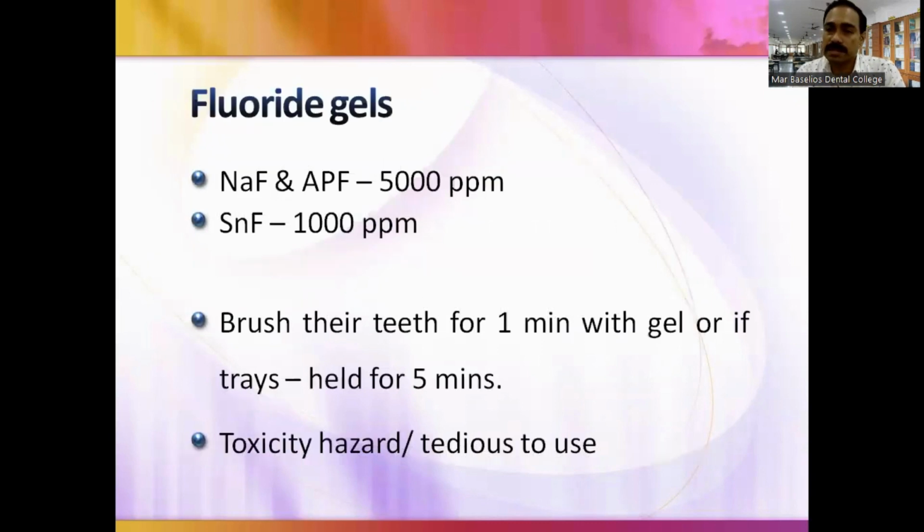And the third is fluoride gels. For fluoride gels, we mainly use sodium fluoride or APF, acidulated phosphate fluoride. Sodium fluoride and APF are in the range of around 5000 ppm, whereas stannous fluoride is around 1000 ppm. Fluoride gels can be used by brushing the teeth for 1 minute with the gel, or sometimes we use customized trays and you tell the patient to hold it for around 5 minutes. But if you're brushing the teeth, you brush for around 1 minute, and 5 minutes for holding the tray.